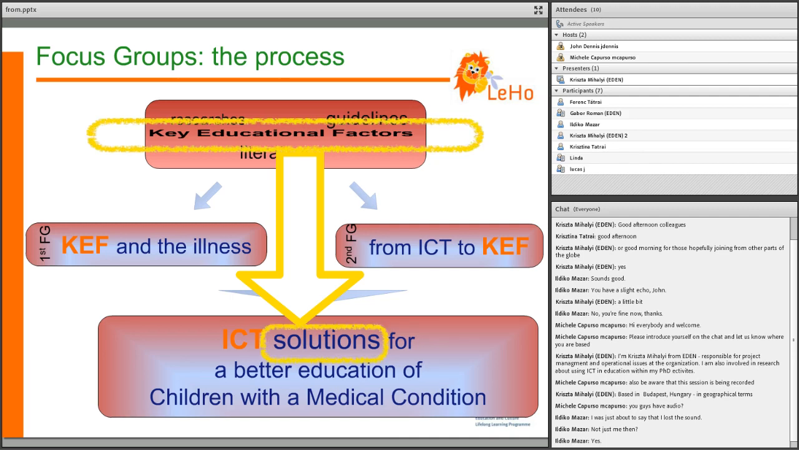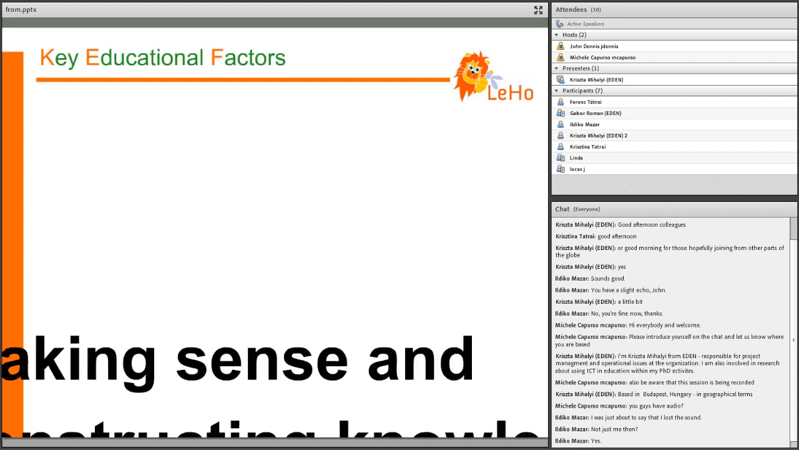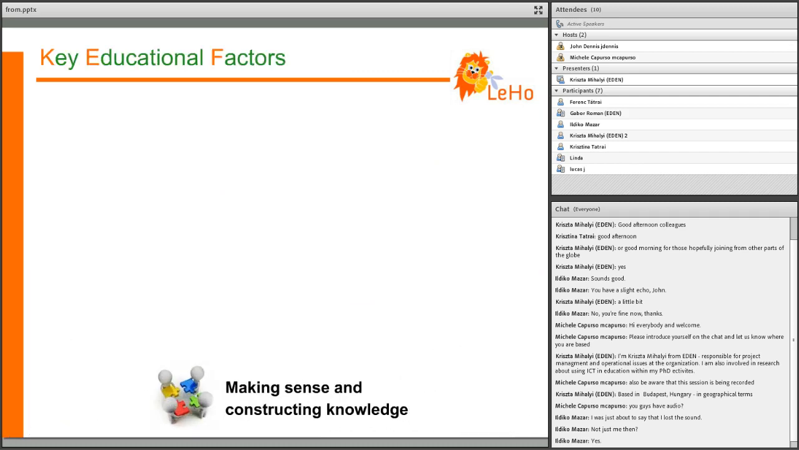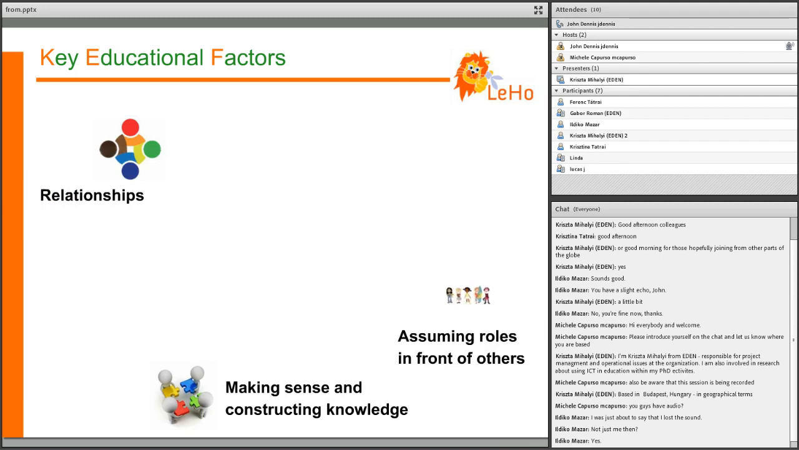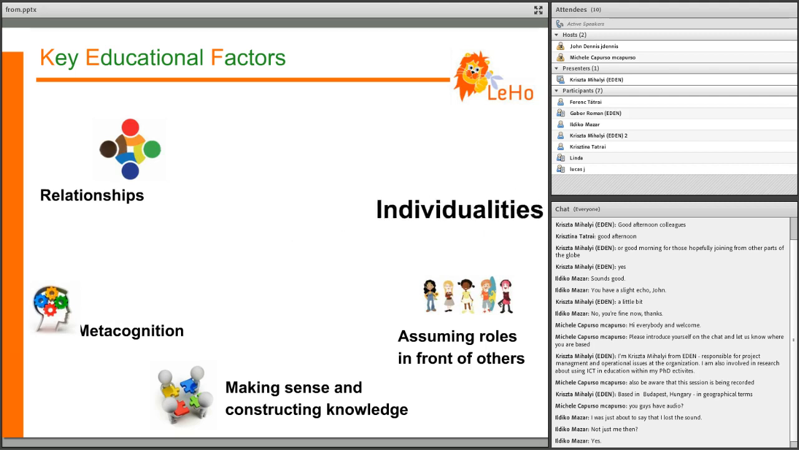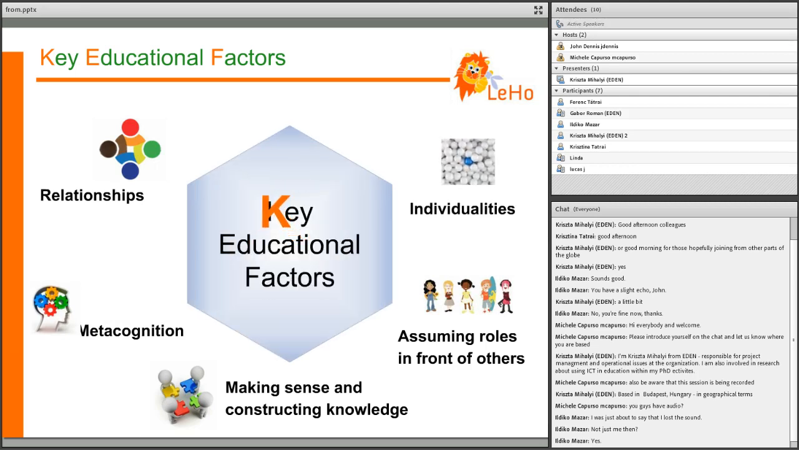These key educational factors are making sense and constructing knowledge, relationships, assuming a role in front of others, metacognition, so thinking about your thinking process, individualities, so individual strategies for learning, and interinstitutional communication. This is the communication between various institutions regarding education and health of the child.